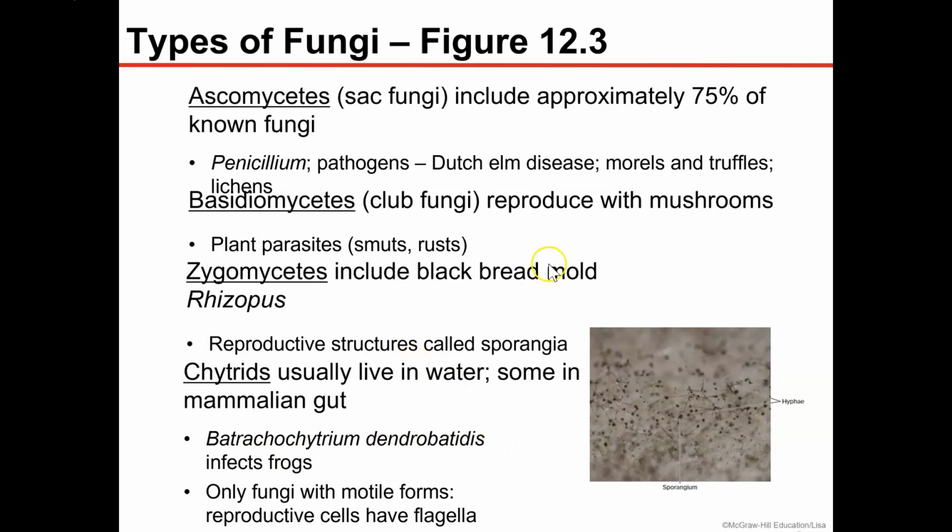Basidiomycetes then are club fungi, and these reproduce by forming mushrooms. So these are terrestrial in general. Most fungi are terrestrial, so that's not surprising. They can be unicellular, but they also are multicellular. They also form septate hyphae, and this includes the mushrooms, smuts, and rusts. An example would be your meadow mushrooms, and a pathogen would be Cryptococcus neoformans.